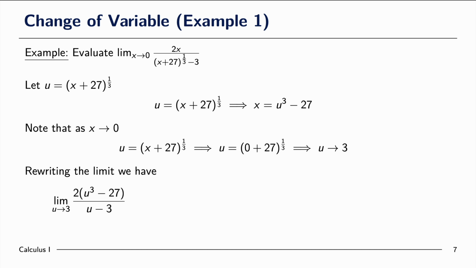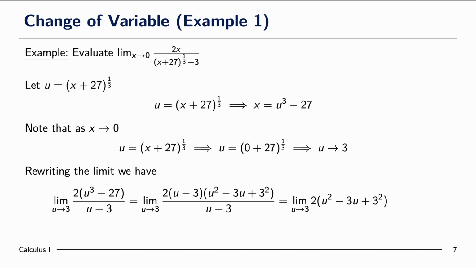This is much easier to deal with because u cubed minus 27 is the difference of cubes. Now we can use our difference of cubes expansion and get 2 times (u minus 3) times (u squared plus 3u plus 3 squared), all divided by (u minus 3). Notice we can cancel out u minus 3 in the numerator and denominator to get the following. And because this is just a polynomial, we can directly substitute 3 into the function. And finally, we get that the limit is equal to 18.